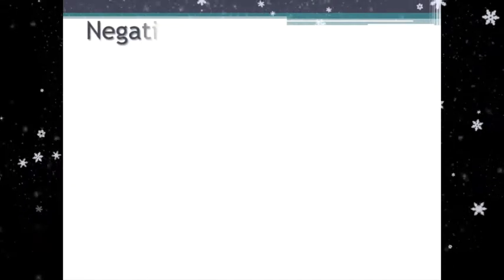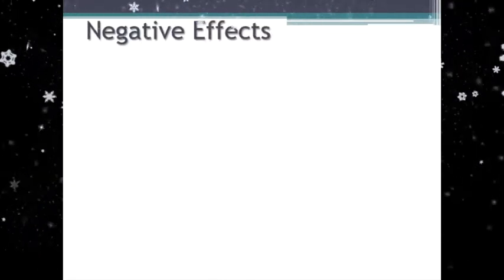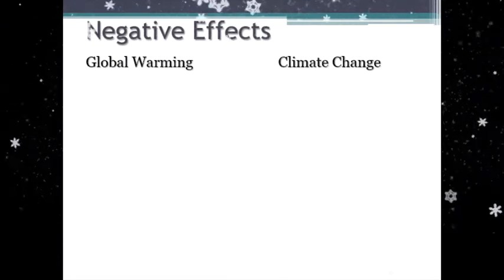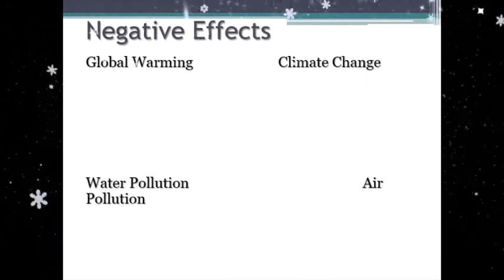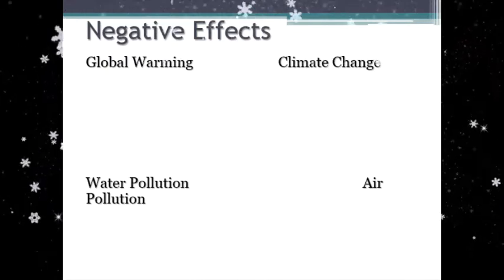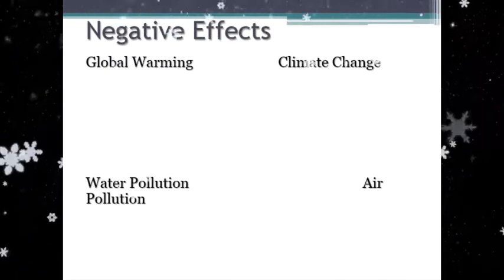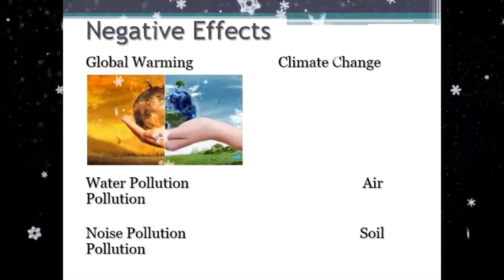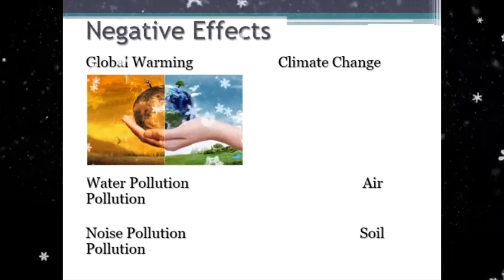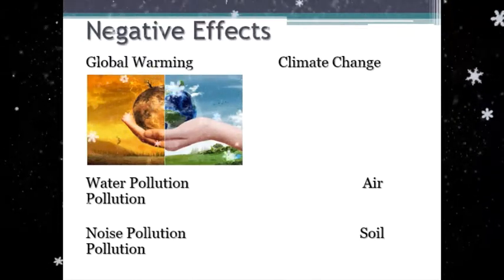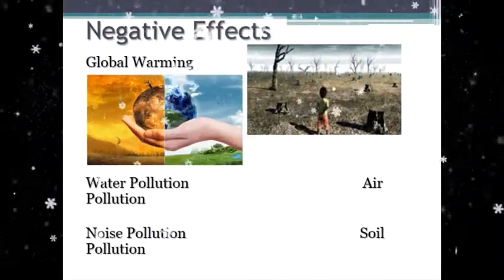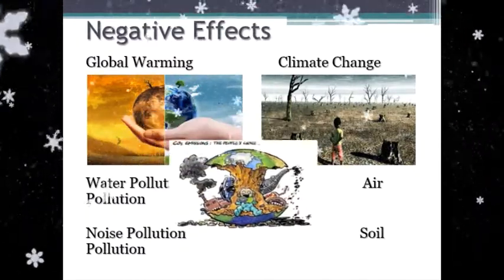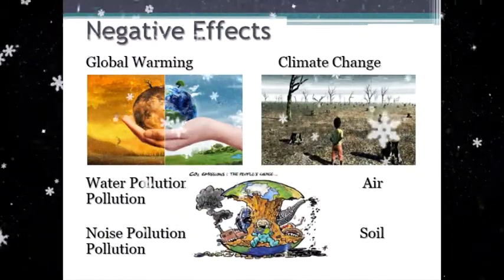Next are the negative effects. What are the negative effects? First, global warming and climate change. And then water pollution and air pollution, noise pollution, and soil pollution. First is global warming. What is global warming? The warming of the surface of the earth. And climate change is the changing of the climate itself. The water pollution as well as the air pollution.